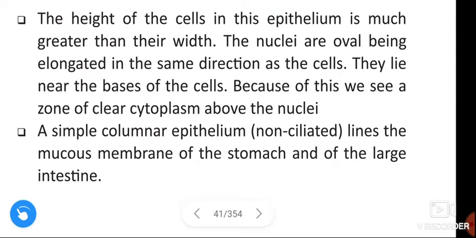Next, a simple columnar epithelium, that means non-ciliated. Simple columnar epithelium means non-ciliated columnar epithelium, which lines the mucous membrane of the stomach and of the large intestine, that we will see later.